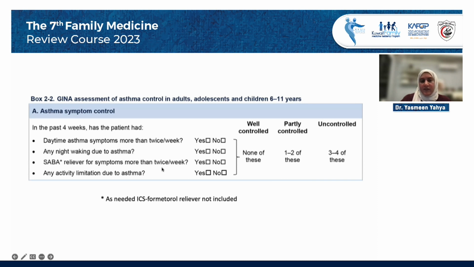If any of these are present, 1 or 2, then he's partially controlled or even uncontrolled. This really doesn't matter. If your patient is not controlled, it means that his treatment is not optimum and you need to step it up. Okay, so these are the 3 important questions: day, night, and exercise.